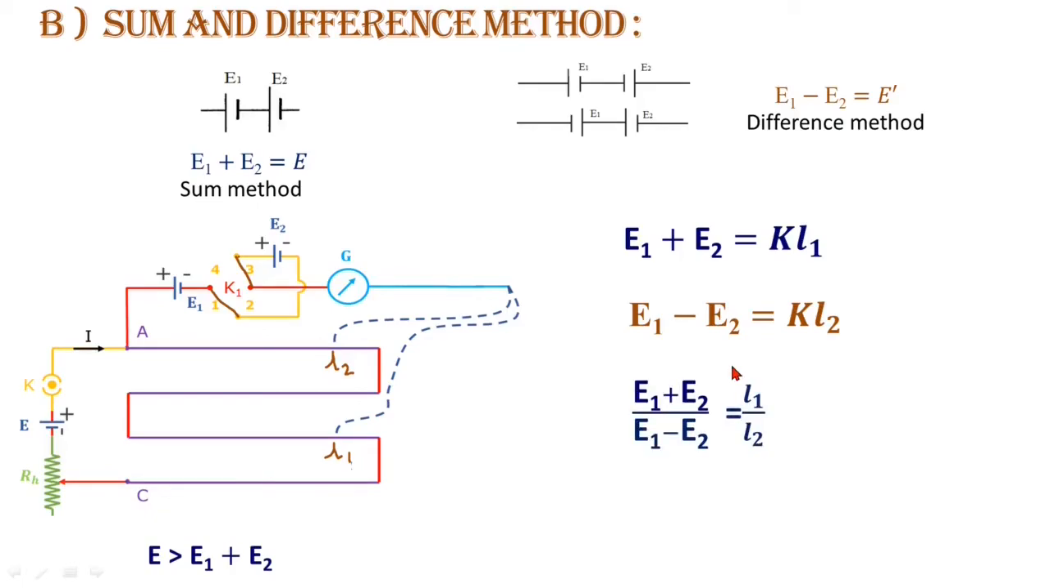From these two equations, we have E1 plus E2 divided by E1 minus E2 is equal to L1 by L2. By the componendo and dividendo method, we get E1 by E2 is equal to L1 plus L2 divided by L1 minus L2. Thus, the EMFs of two cells can be compared by using a potentiometer.